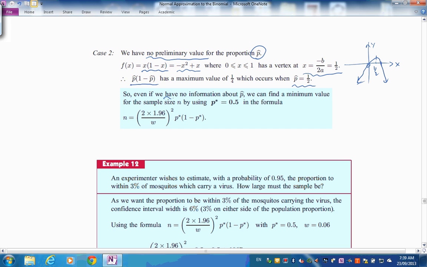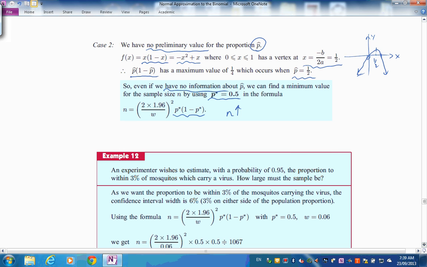scenario when we have no information, because we're going to use p star 0.5, and that's going to give us a maximum value of this. Therefore, n is going to be high. So this isn't a good scenario where you're forced to start with 50-50, not knowing what the true proportion is. To correct that, you'll have to have a big n to get a good estimate.